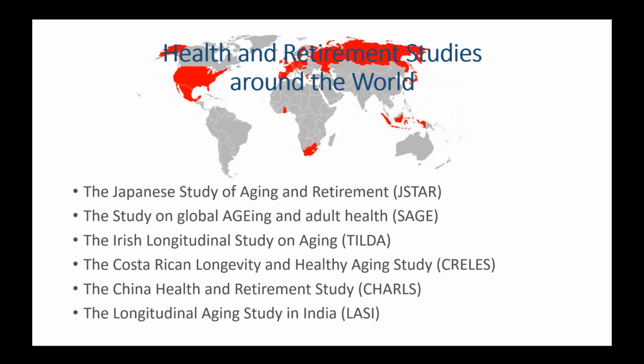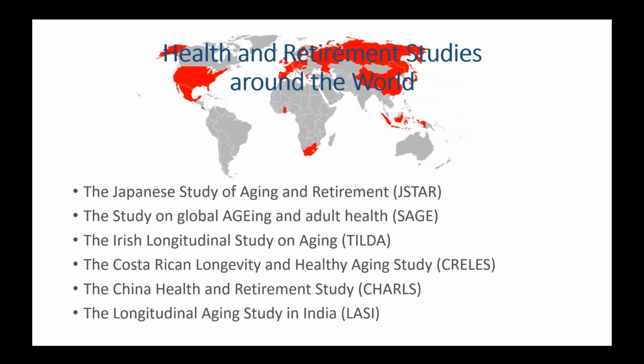The next study to come online is the Irish Longitudinal Study on Aging, or TILDA. This was started in 2010. They have 2 waves of data available. CRELES was next added, which is the Costa Rican Longevity and Healthy Aging Study, started in 2011. They have 4 waves of data available. The China Health and Retirement Longitudinal Study, or CHARLS, was recently added, and that was started in 2011. They have 2 waves of data currently available.